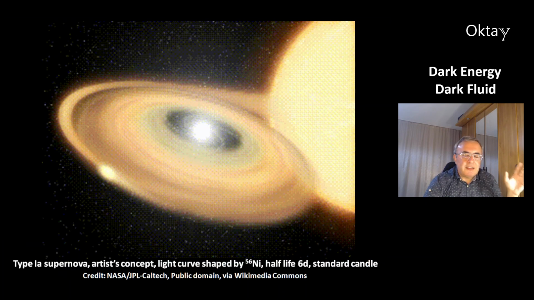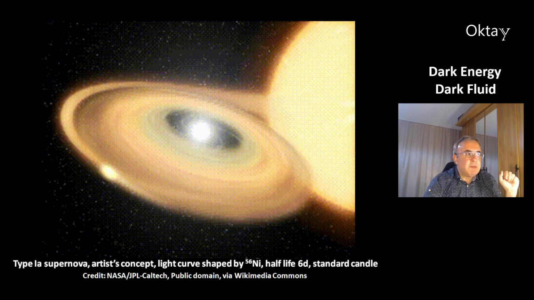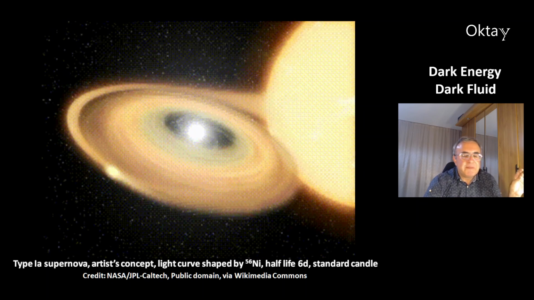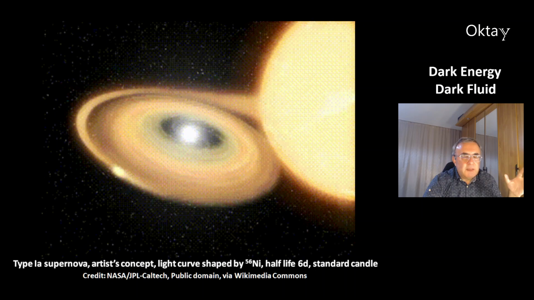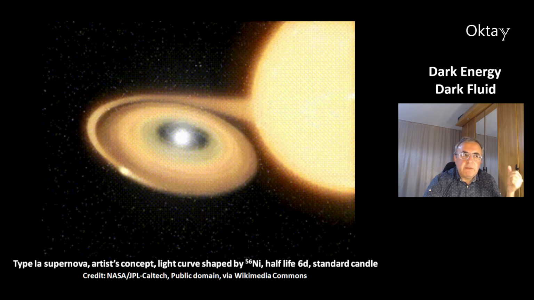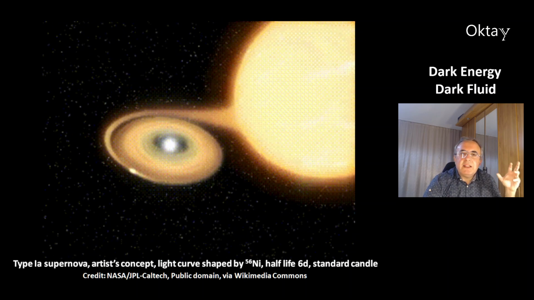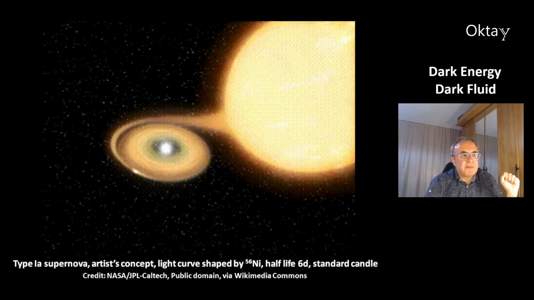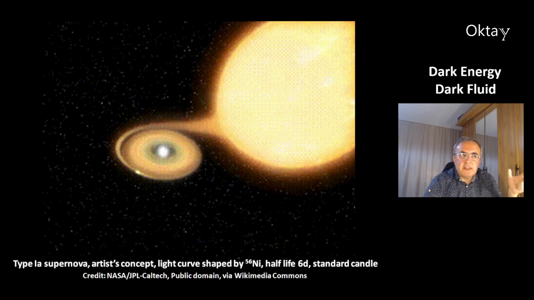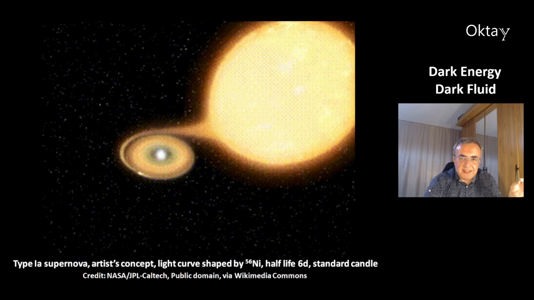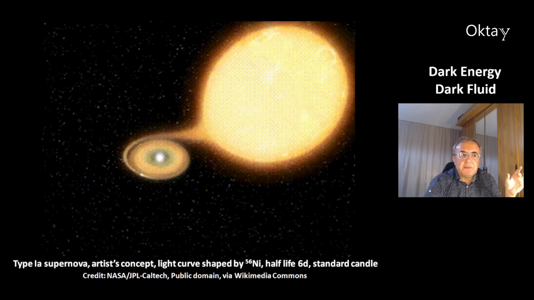There's a nice artist's movie, a concept of the type Ia supernova. A white dwarf takes matter away from a nearby star. That makes this white dwarf unstable, and eventually it will explode. The light curve is shaped by the isotope nickel-56 with its half-life of 6 days.